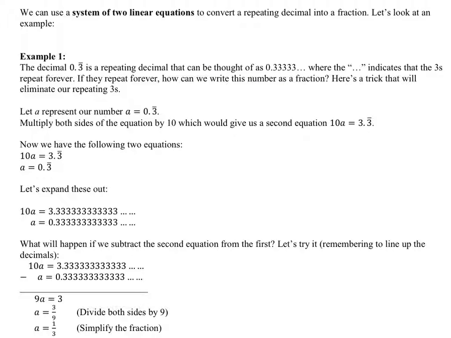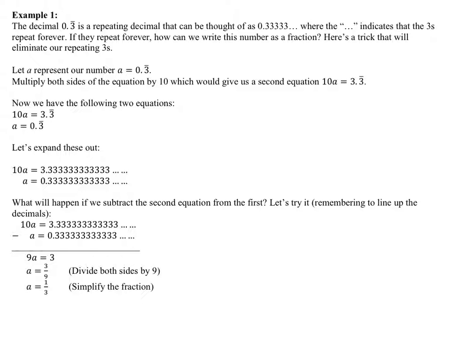We can use a system of two linear equations to convert a repeating decimal into a fraction. Let's look at an example. You guys really like that system of equations stuff, so that's good. Example 1. The decimal 0.3 repeating is a very common repeating decimal. That can be thought of as 0.333 and it just goes on forever. Lots of 3s. Those three dots indicate that the 3s go on forever. If they repeat forever, how can we write this number as a fraction?